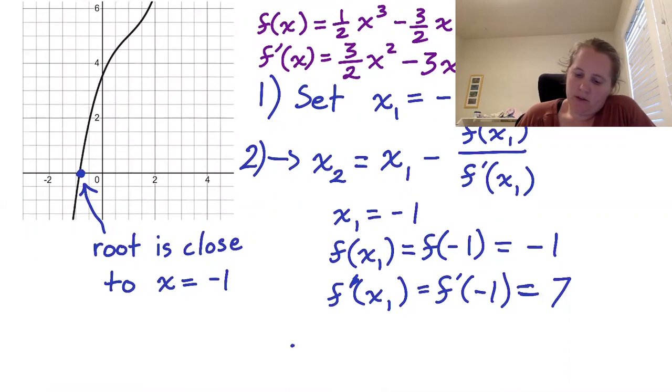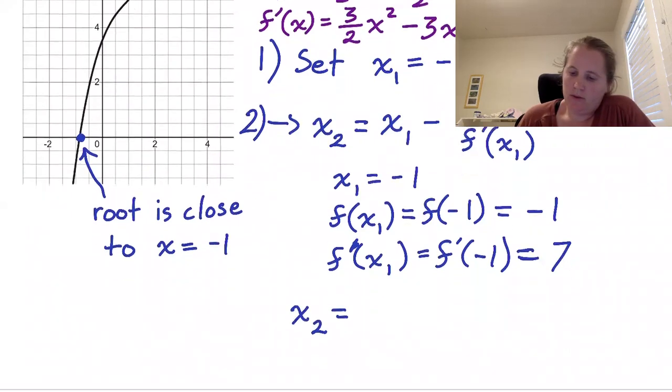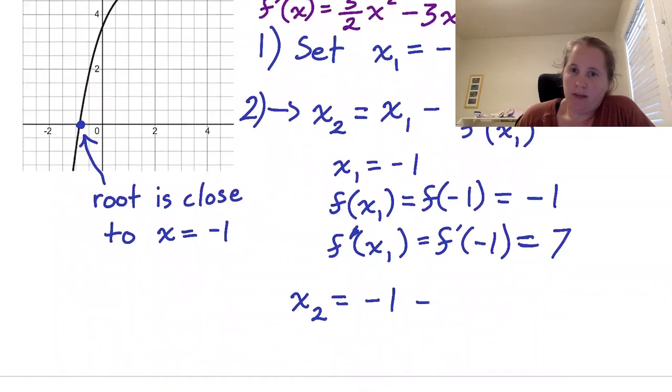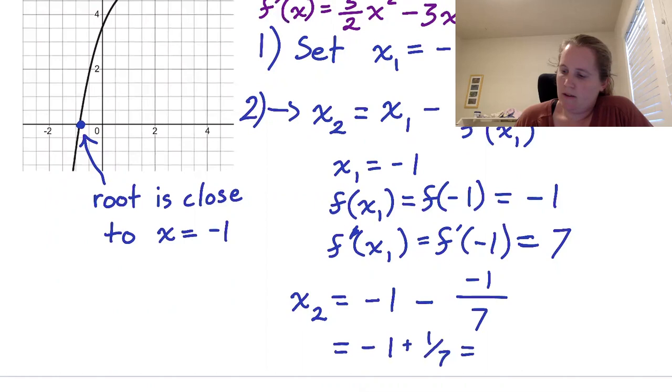So we have x2 is equal to negative 1 minus negative 1 divided by 7. Or this is equal to negative 1 plus 1/7, which is negative 6/7, or negative 0.857.